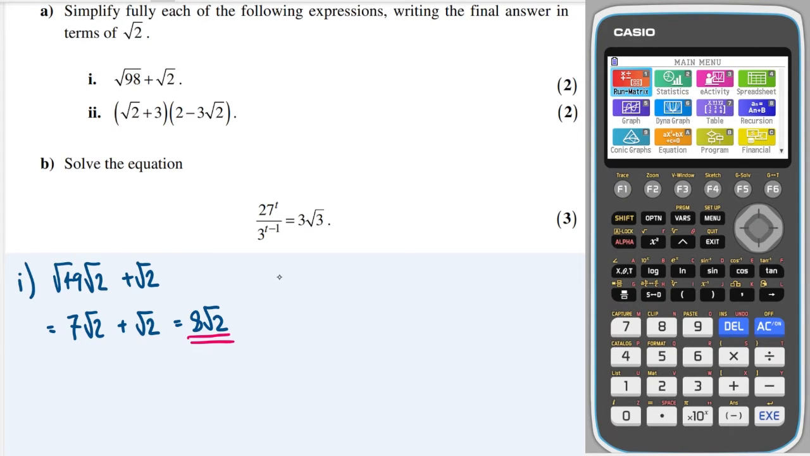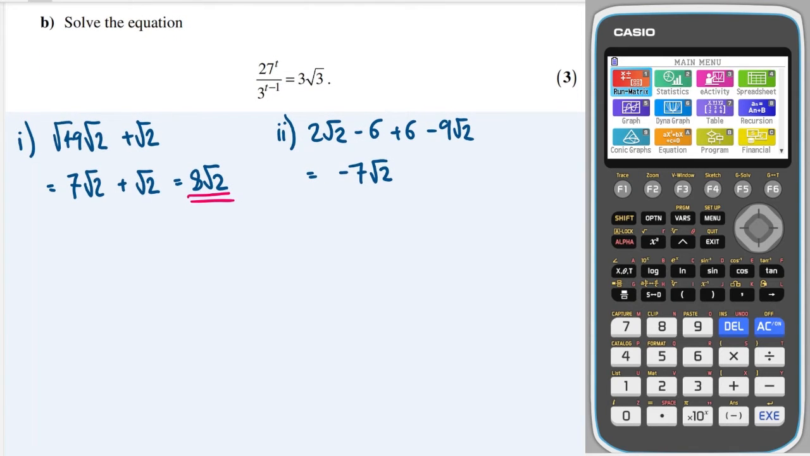Next one, looks like we're going to have to expand those brackets. So 2 root 2, and then root 2 times root 2 is 2, times -3 is -6. That's just 6. And that's 3 times -3 is -9, so -9 root 2. So simplifying this, the -6 and the +6 cancel, and we've got 2 lots of root 2 minus 9 lots, which gives me -7 lots of root 2. Great. Part B.